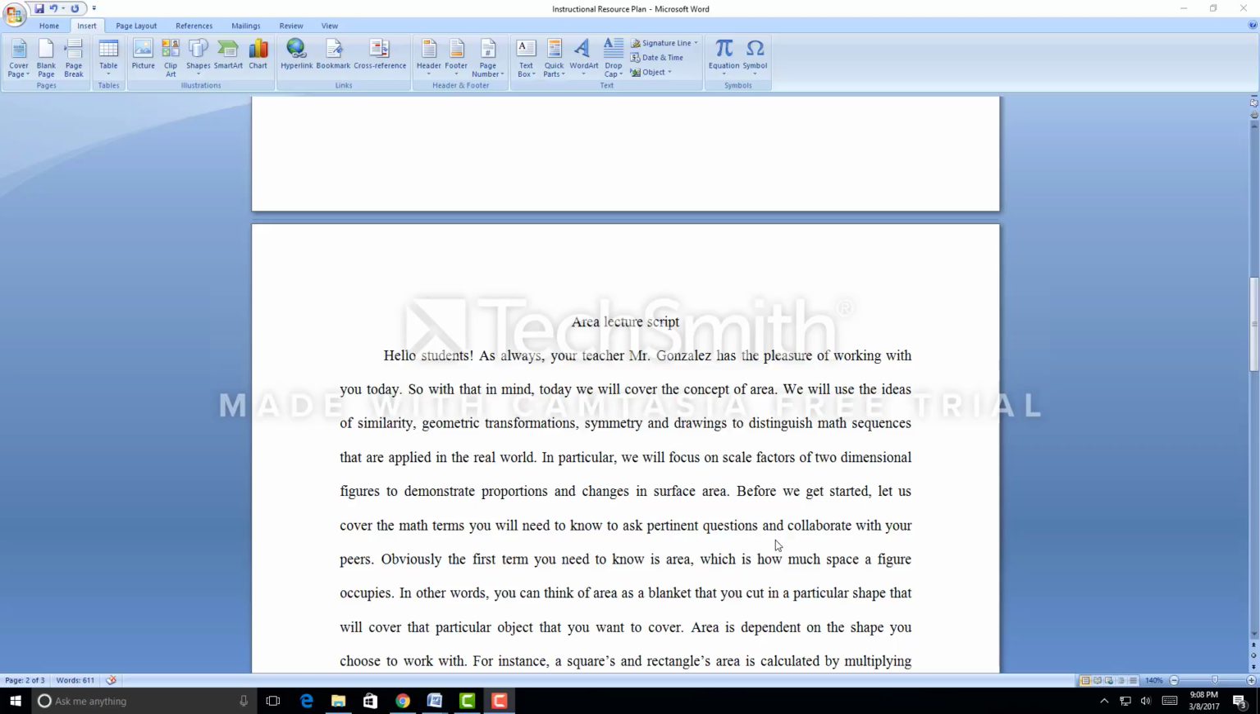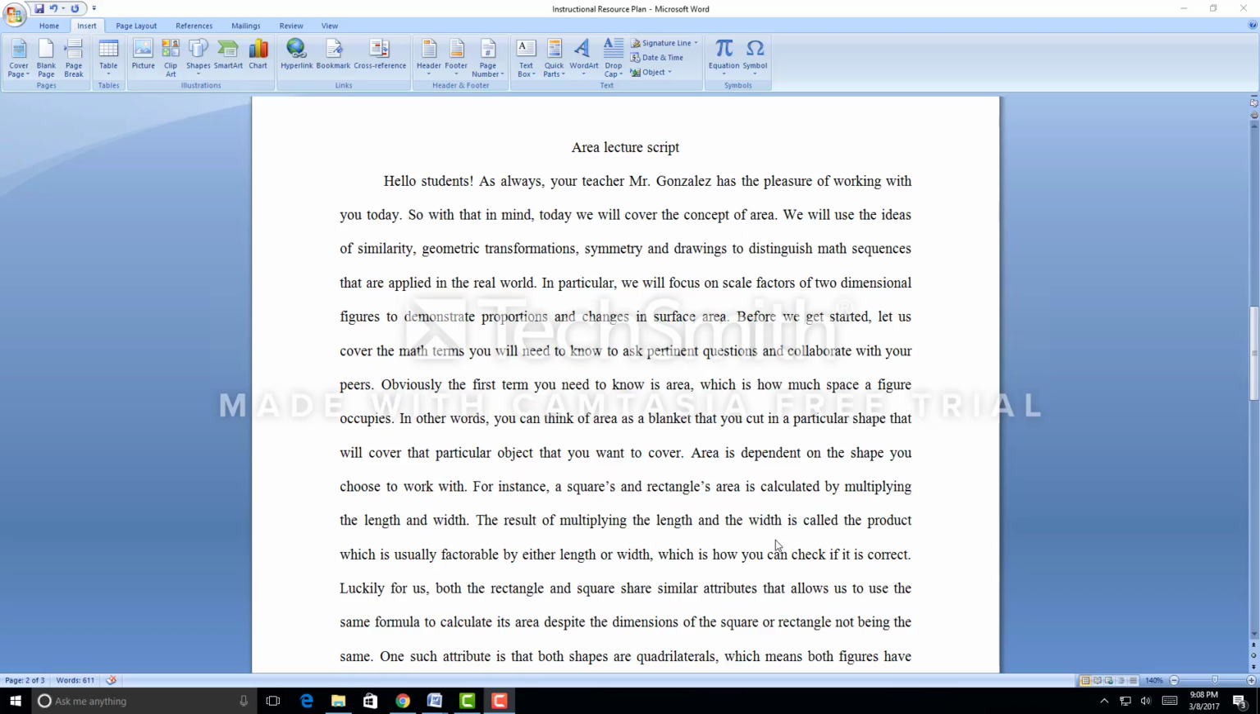surface area. Before we get started, let us cover the math terms you will need to know to ask pertinent questions and collaborate with your peers. Obviously, the first term you need to know is area, which is how much space a figure occupies. In other words, we can think of area as a blanket that you cut in a particular shape that will cover that particular object that you want to cover.